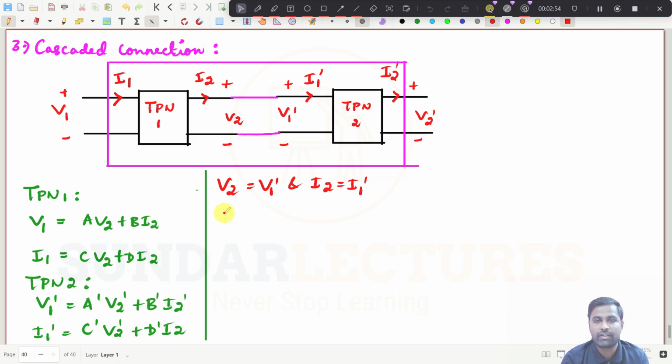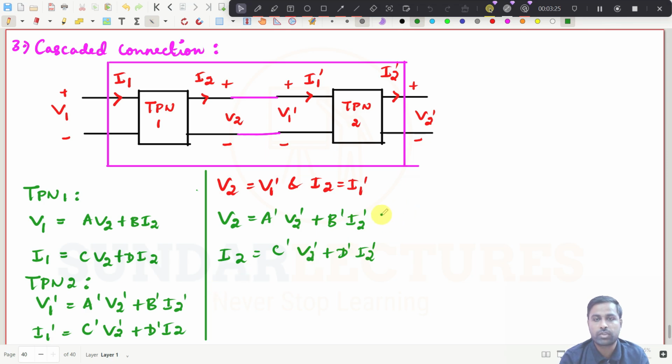Can you understand? So I will write down the equation now. You see here, instead of this V1, you put V2, so it is V2 is equal to A dash V2 dash plus B dash I2 dash. And then instead of this I1 dash, I can write I2, so I2 is equal to C dash V2 dash plus D dash into I2 dash. See here what I'm going to do: take this as equation number 3 and equation number 4, and take the earlier ones as equation number 1 and equation number 2.